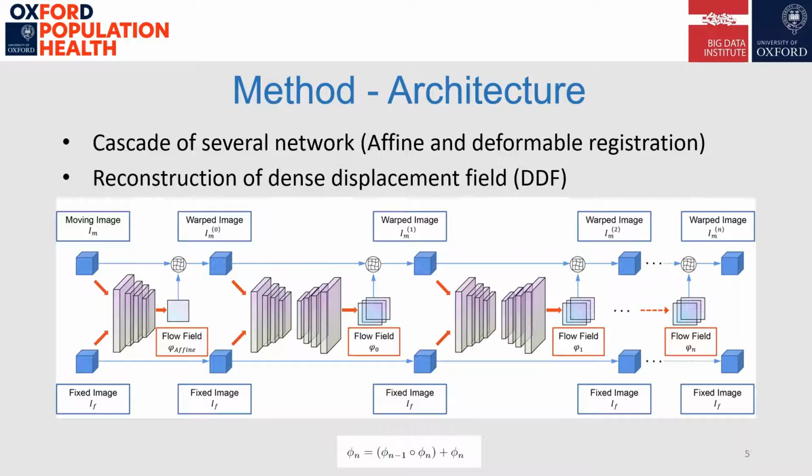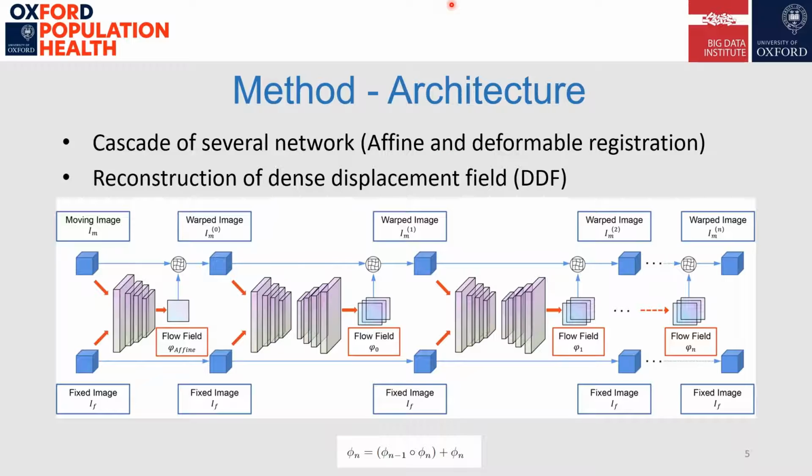Therefore, our work focuses on multimodal registration between CT and proton MRI. We divide our method discussion into two parts, architecture and loss function. I will first explain the architecture. As shown in this figure, we use a progressive alignment architecture to manage large deformations across modalities.